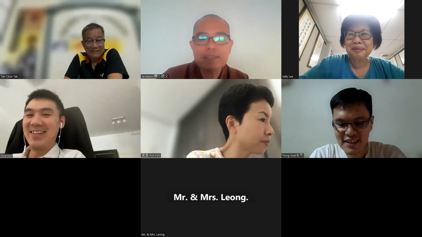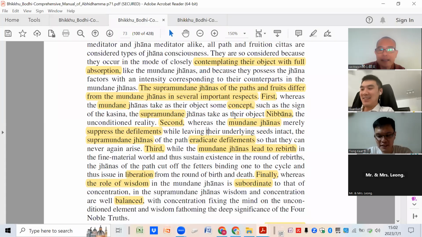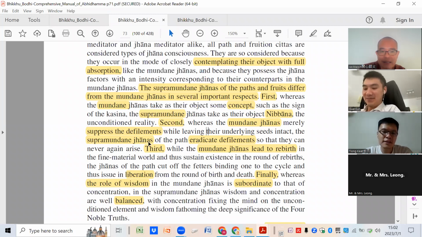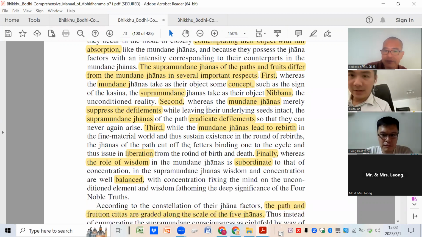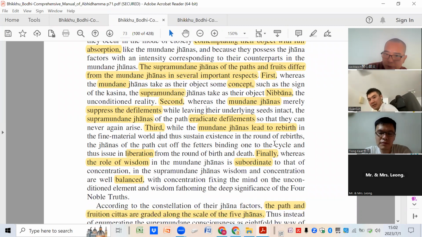Okay. So C, then next. Second is supramundane jhana, suppress the defilement. See, mundane jhana suppresses, but supramundane jhana eradicates. So class, that is the difference. The third one, you see, mundane jhana generally leads to rebirth.